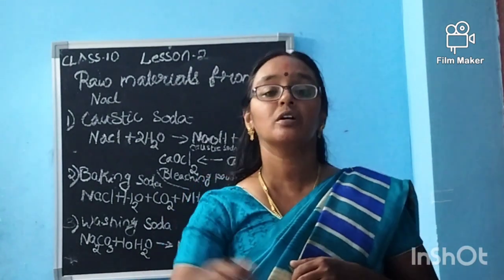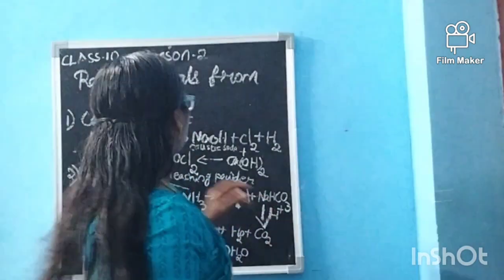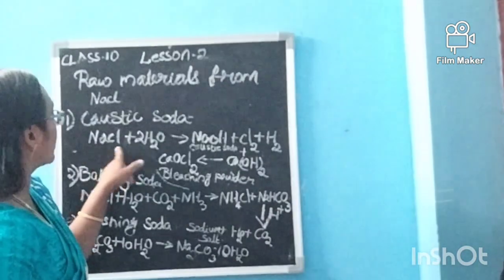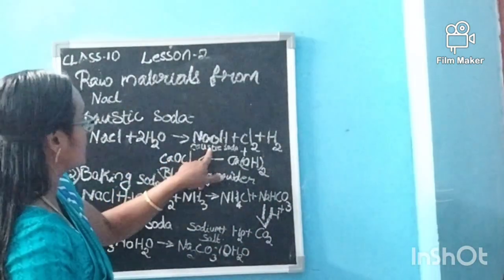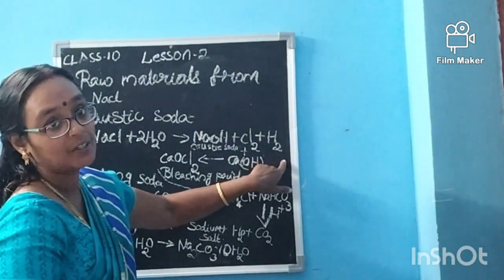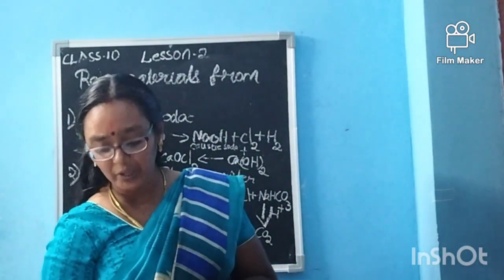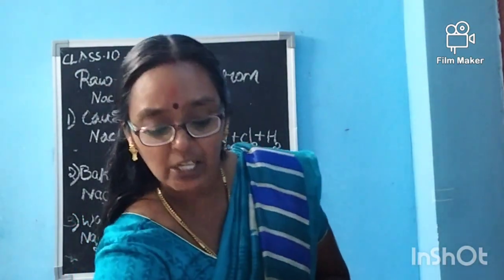Okay, when the brine solution is subjected to an electrolytic reaction, what are the reactions? Sodium chloride, when it reacts with water, gives sodium hydroxide plus chlorine plus hydrogen. Sodium hydroxide here is caustic soda.